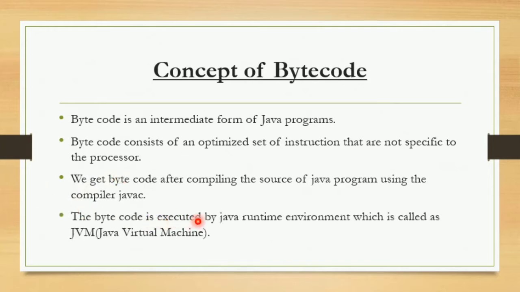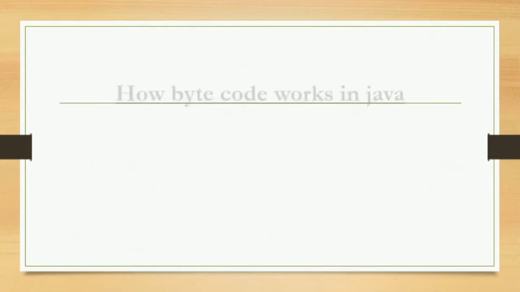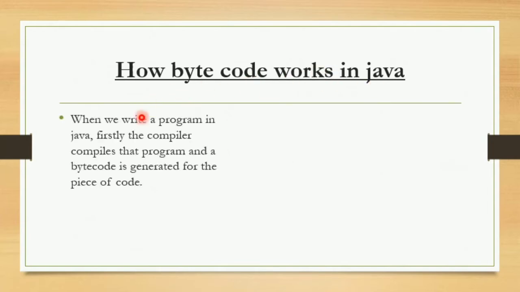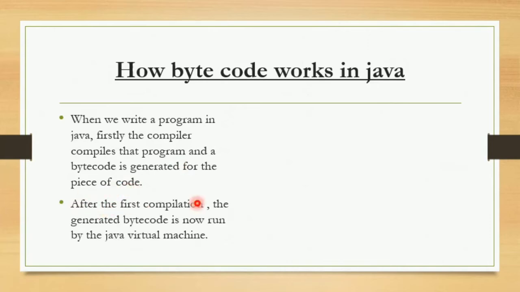The bytecode is executed by the Java runtime environment, which is called the JVM, the Java Virtual Machine. So guys, this is the definition of the Java Virtual Machine. So guys, how does bytecode work in Java? When we write a program in Java, firstly the compiler compiles the program and bytecode is generated for the piece of code. After the first compilation, the generated bytecode is now run by the Java virtual machine.